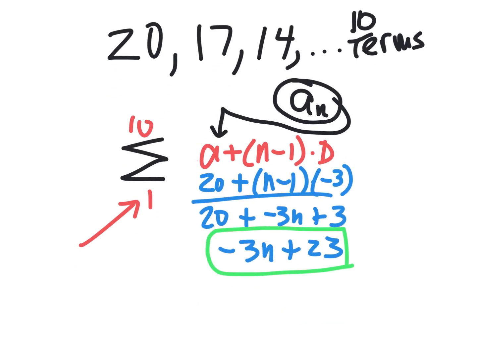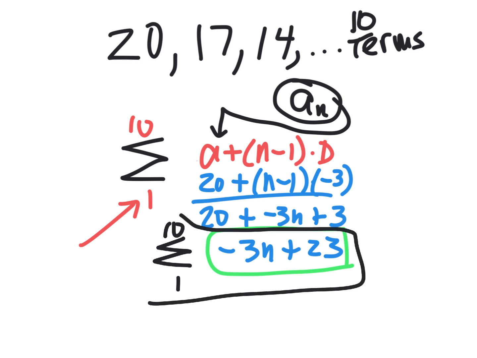So I'm going to just bring my sigma down here again, from 1 to 10. There. That's a term generator. It'll tell you the first 10 terms, and then you can add them all up using a completely different formula. But let's just make sure it gets you the first term right. If I did it right, when I stick a 1 in, I'm supposed to get 20. Sticking in a 1. Huh, I get 20.